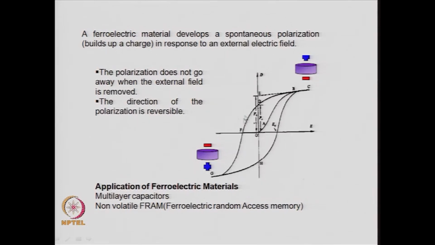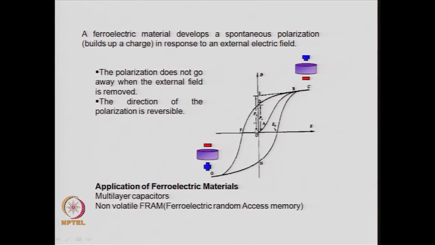shows a hysteresis loop of this kind. Initially it is 0, and as you increase the field, the polarization or the dielectric displacement increases and then comes back as you reduce the field, but does not go to 0. It goes to a value even when the electric field is 0, and this is called the remanent polarization if you plot it as P.